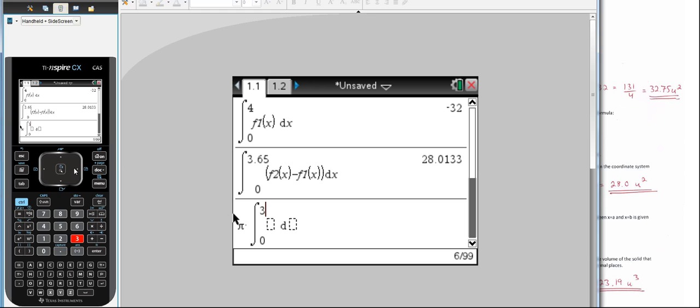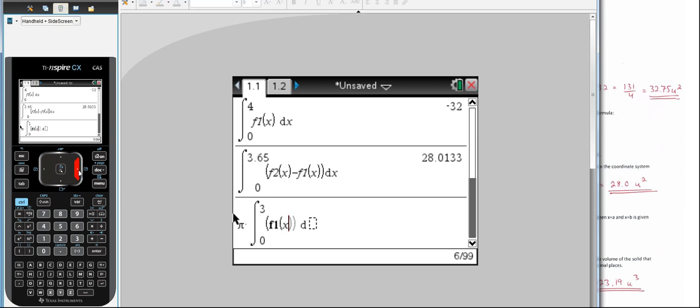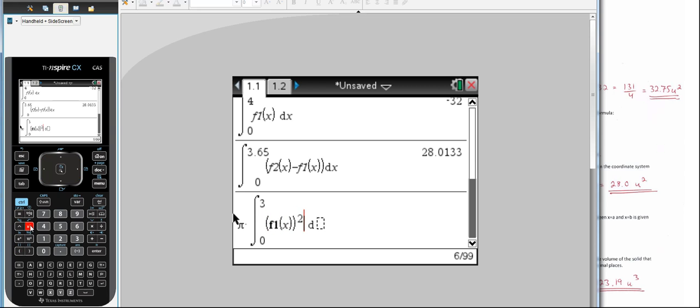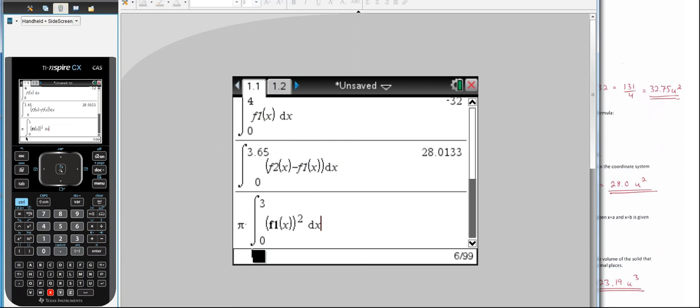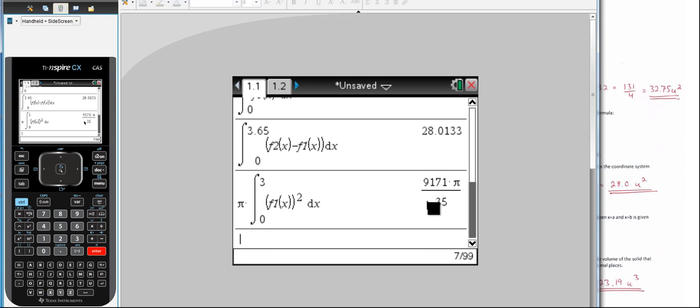So let's go down here, f1 of x, and then the function within brackets, because we're going to square the whole thing. So to the power of 2. And then dx, since x is the variable. Now, if we look at the formula again, pi times the integral from a to b, 0 to 3, of the function squared. So this is it. We press enter, and the volume is this.